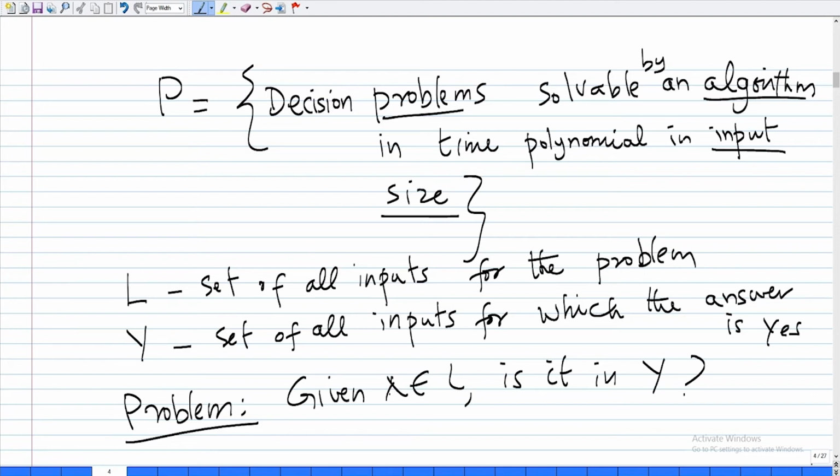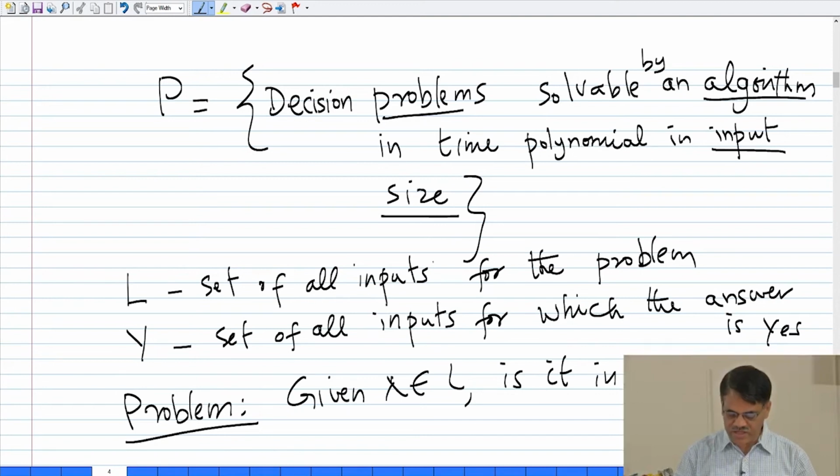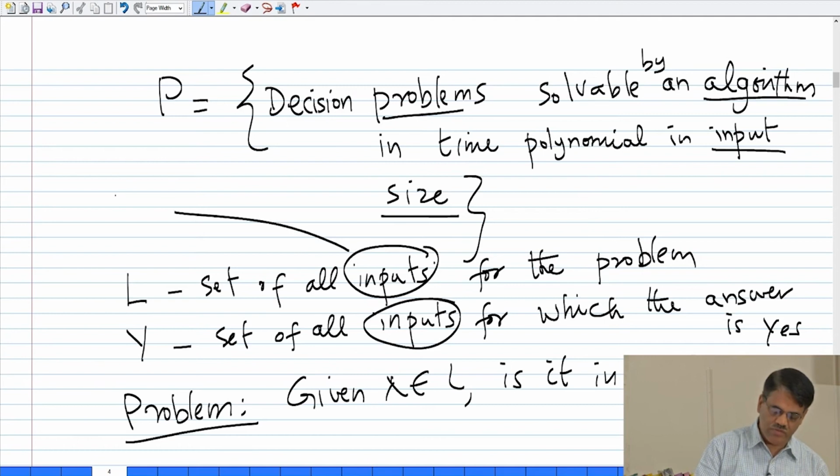So, problem, algorithm, input size is something important. Because sometimes if you change the way you encode the input, polynomial could become exponential, exponential could become polynomial, so it is important. So, when I say L and set of all inputs, these are actually some encodings of the input.